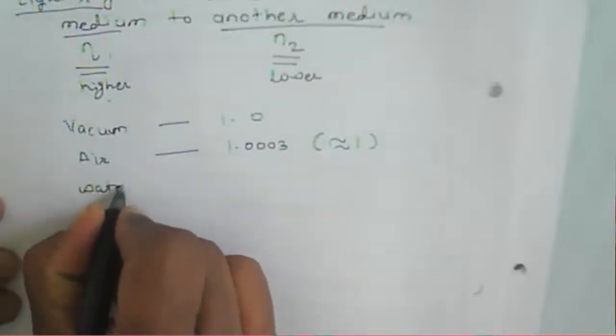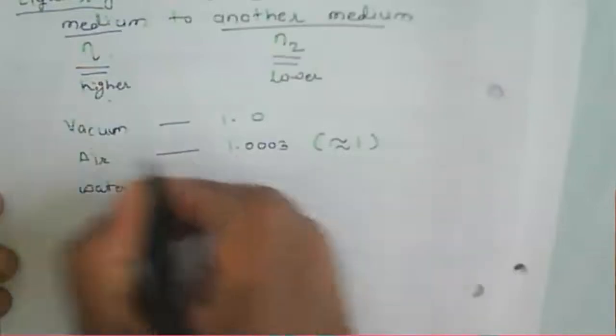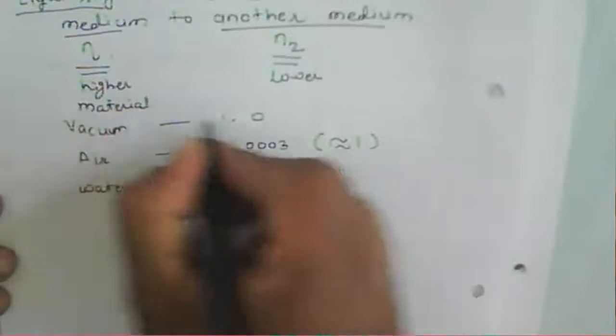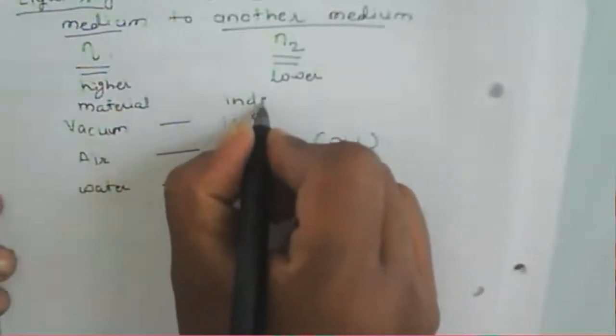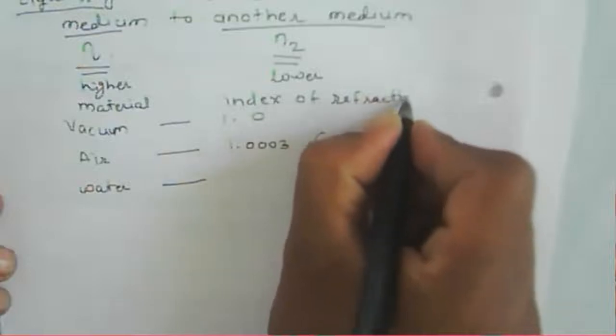Now consider the refractive index of water, or the index of refraction. These are the materials and this is the index of refraction.